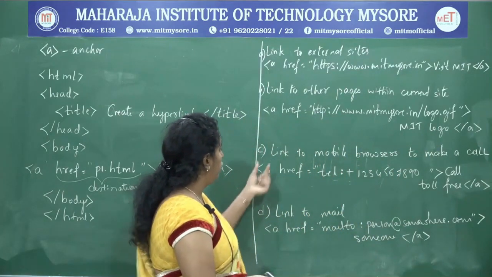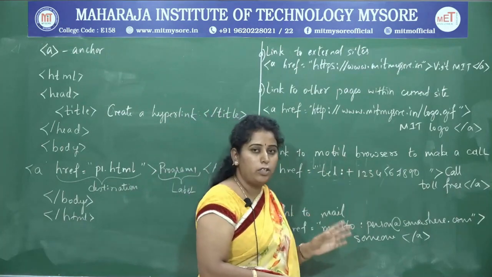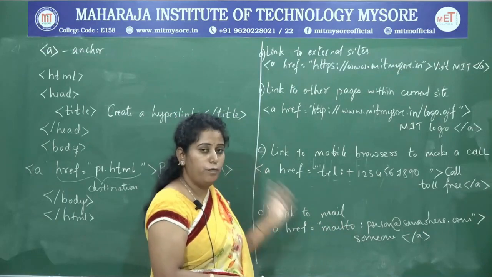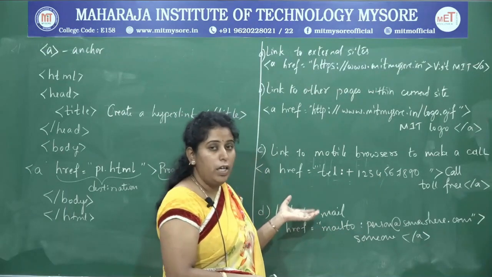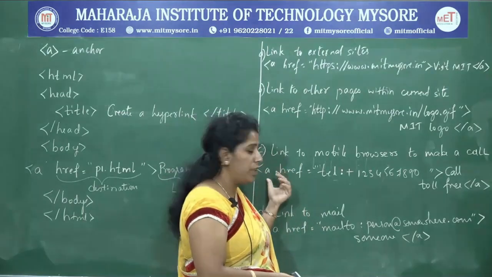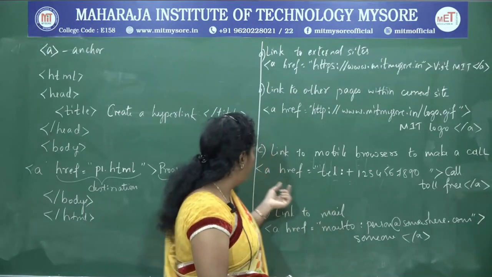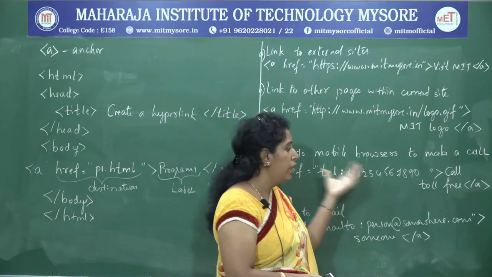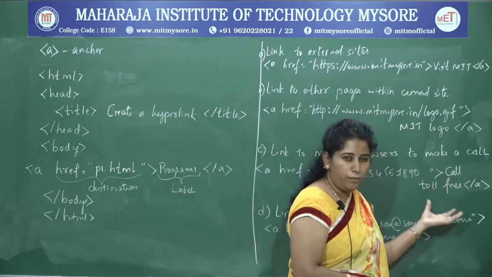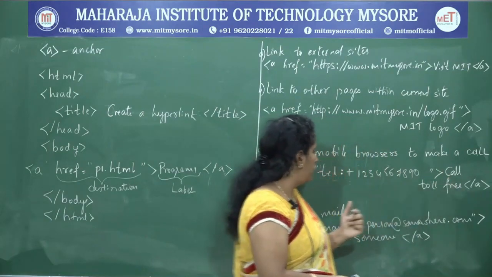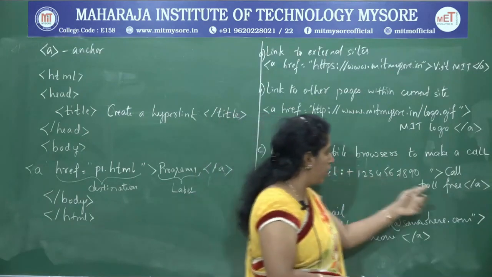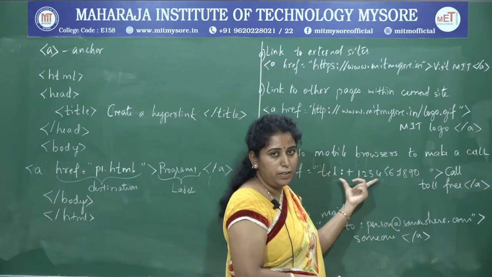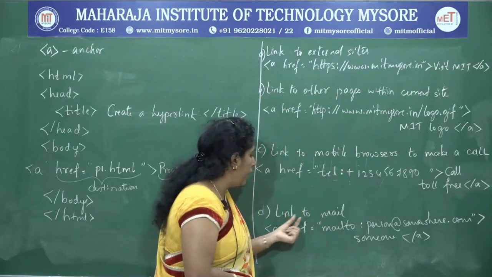The third one is about a link for mobile browsers to make a call. By making use of the A tag, there are many applications. We can make use of this tag to call. How? In the hypertext reference, I am going to provide a telephone number. The label I am giving is call toll free, something like that. Finally, close the tag. Once I click on this, the call will be made to this particular number.